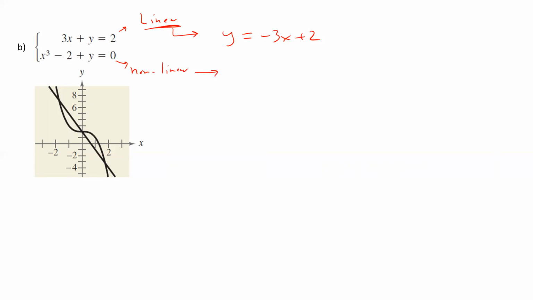So we're gonna rewrite the nonlinear form right here. x squared stays as x squared. That's x cubed. Sorry, thank you so much. x cubed minus 2 plus negative 3x plus 2 equal to 0. Not very nice looking. It just becomes x cubed minus 3x. The twos cancel. Okay, x is still cubed, minus 3x.